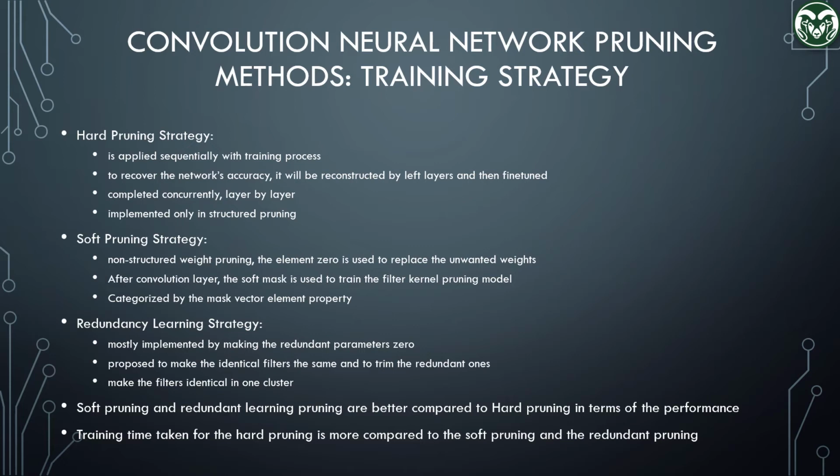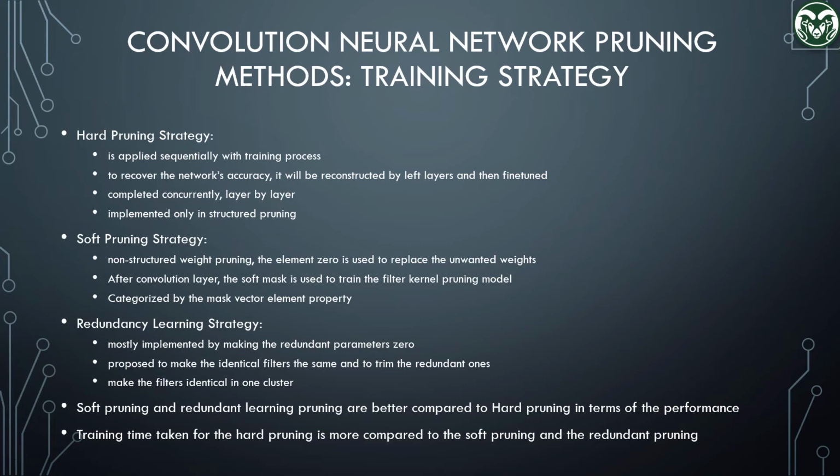And when it comes to the soft pruning strategy, it's a non-structured weight pruning, and the element zero is used to replace the unwanted or unnecessary weights. And then after the convolution layer, the soft mask is used to train the filter kernel pruning model, categorized as the mask vector and element property.